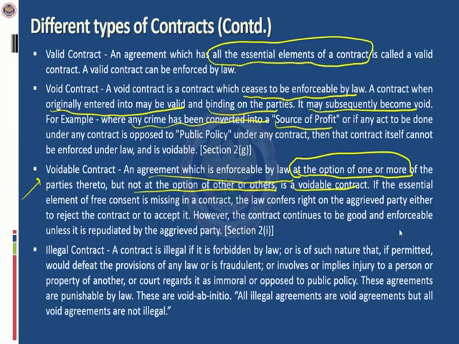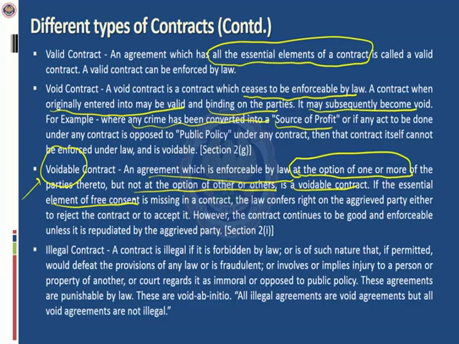Now, when do we identify that this voidable word comes into the picture? When any element of free consent is missing. So when was my free consent there? It needs to be checked by me. Consensus ad idem should exist. Whatever I am trying to say should be understood in the same sense by the other. That is consent. Free consent means there should be no fraud, there should be no coercion, there should be no undue influence, and there should not be any mistake.